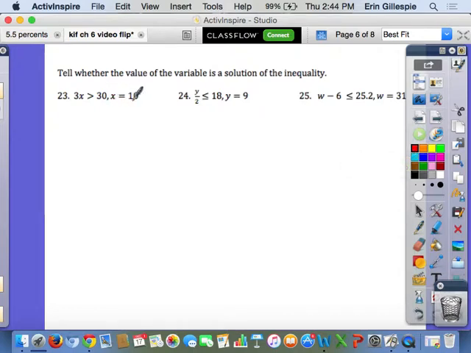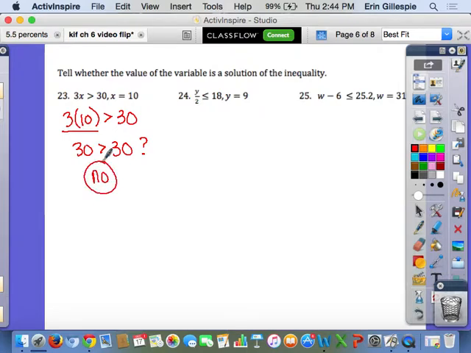So here, x equals 10, we're putting that into the inequality. 3x is greater than 30. So remember, use parentheses when you substitute in. So I'm going to add the 3, and then where the x is, I'm going to put in 10 in parentheses, greater than 30. I need to simplify over here, so 3 times 10 is 30. So remember, this is a question. We're asking ourselves, is that true? Is 30 greater than 30? No, it's not. So that means 10 is not a solution to that inequality.